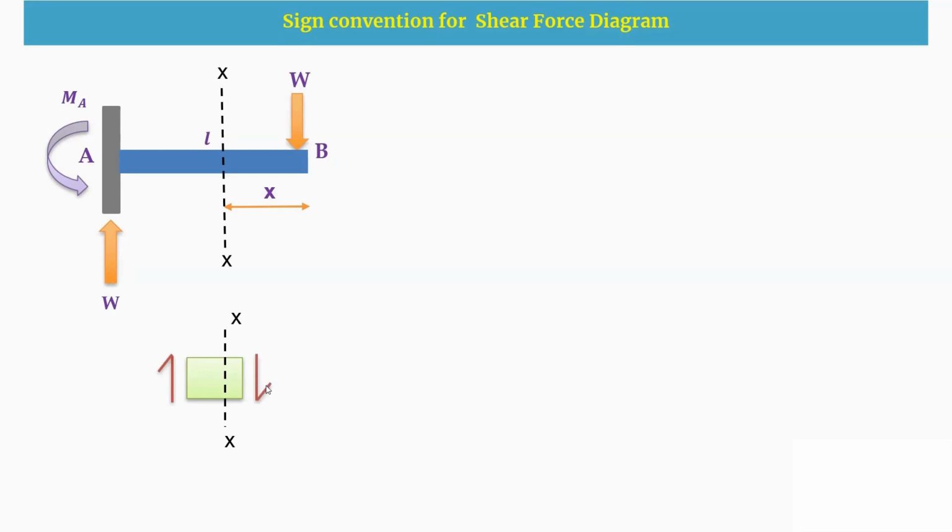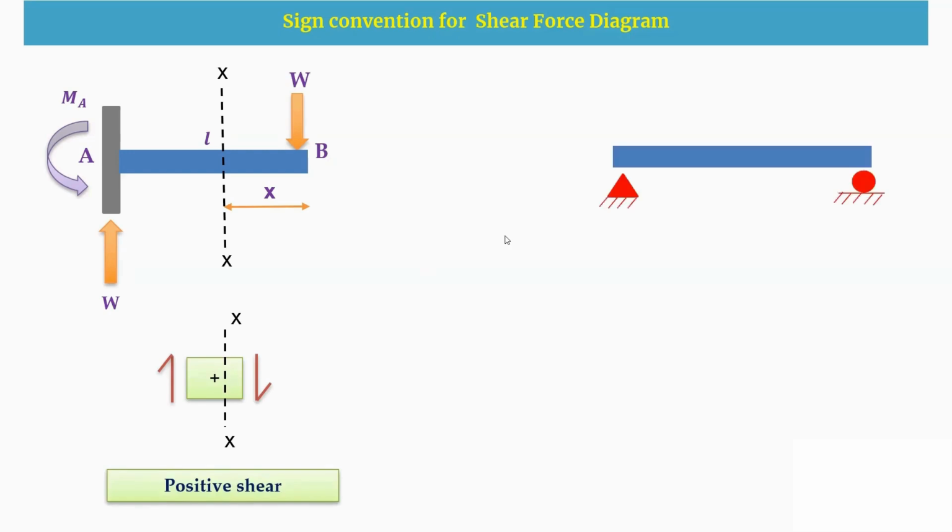right hand side, if you're having a downward arrow, that means towards this section, if you just consider this left hand side or right hand side reaction, it is coming in a clockwise direction. So for this clockwise, you are considering the shear force direction to be positive. So this one we'll call it as a positive shear.